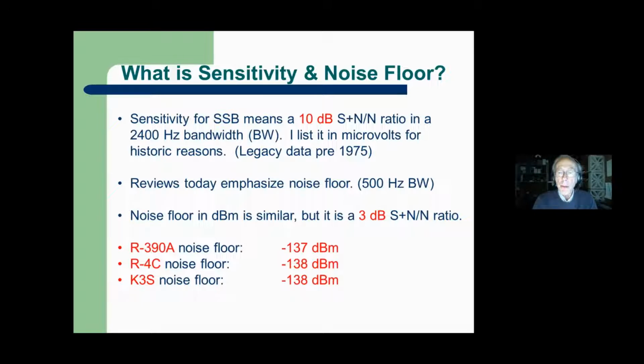So how do you measure that? You feed in a signal from your signal generator, you tune away from the signal, set a noise level on your analog audio meter, and then tune in the test signal, and it needs to go up 10 dB for the sensitivity measurement, or it goes up 3 dB for the noise floor measurement. So that's just how we do it.